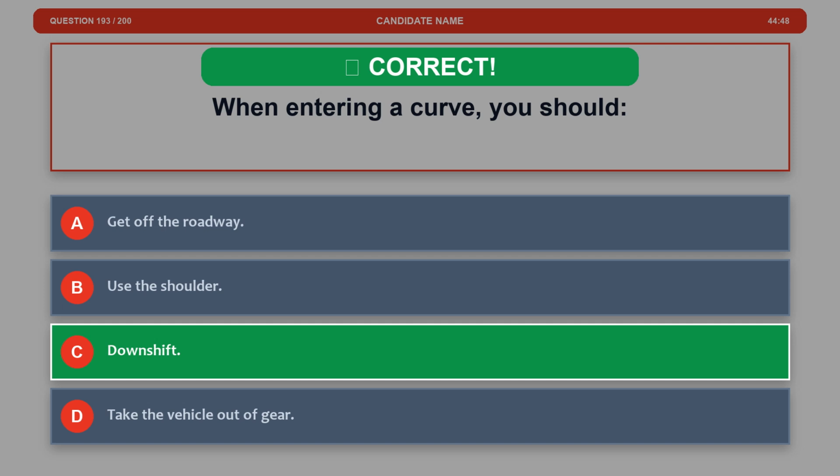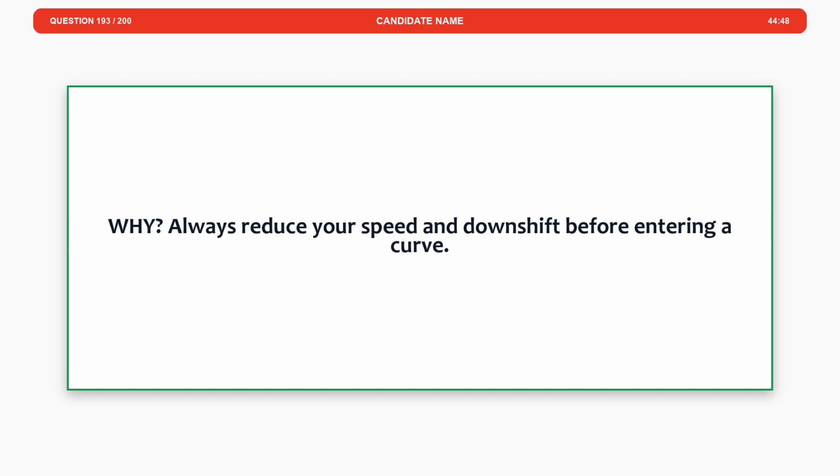The correct answer is option C, downshift. Explanation: always reduce your speed and downshift before entering a curve.